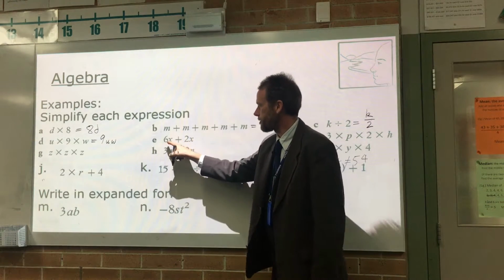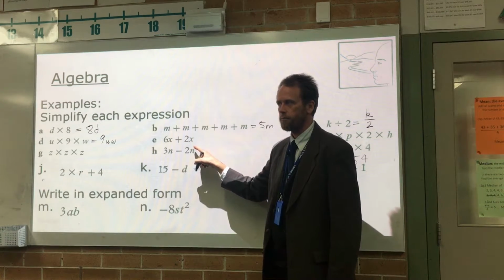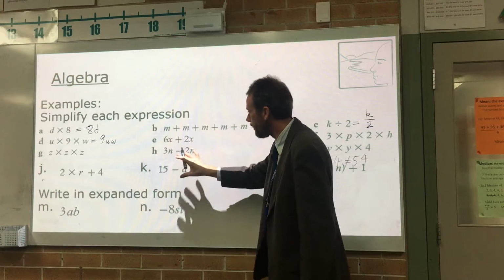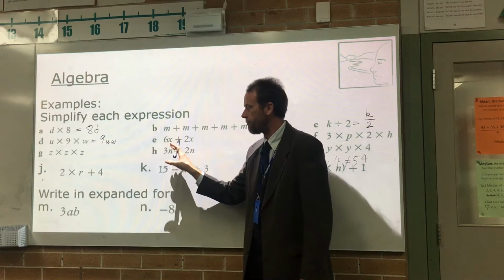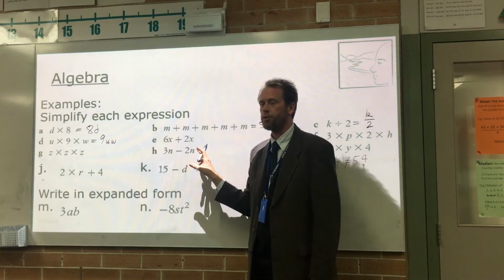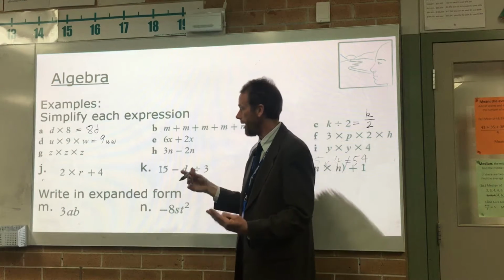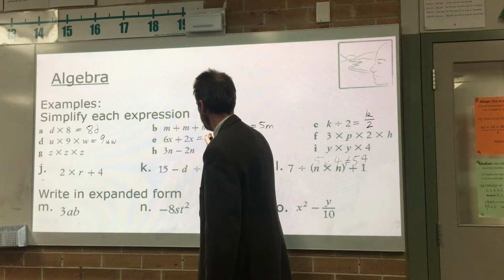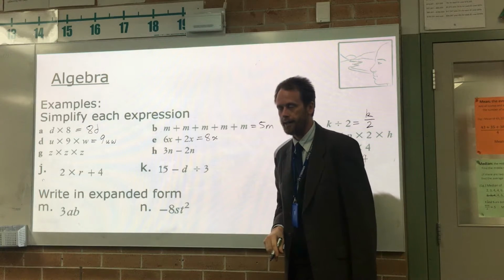If I have k divided by 2, what I just said is you can write that as k over 2. If I have u times 9 times w, I can take the times out, but I put the number at the front. So it becomes 9uw. If I have 6x plus 2x, ignore the letters for a moment. If I just had 6 lots of something plus 2 lots of something, I would have 8 lots of something. So we can write it as 8x.